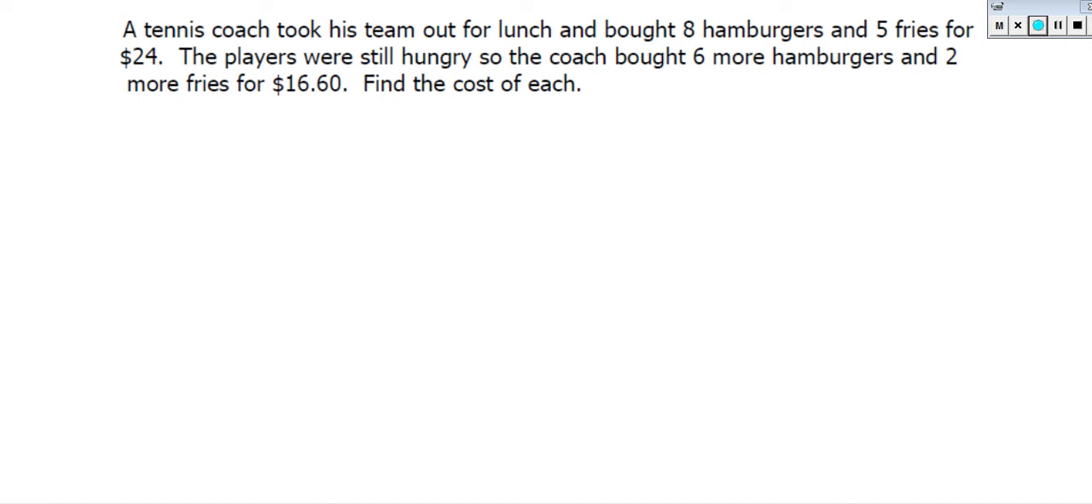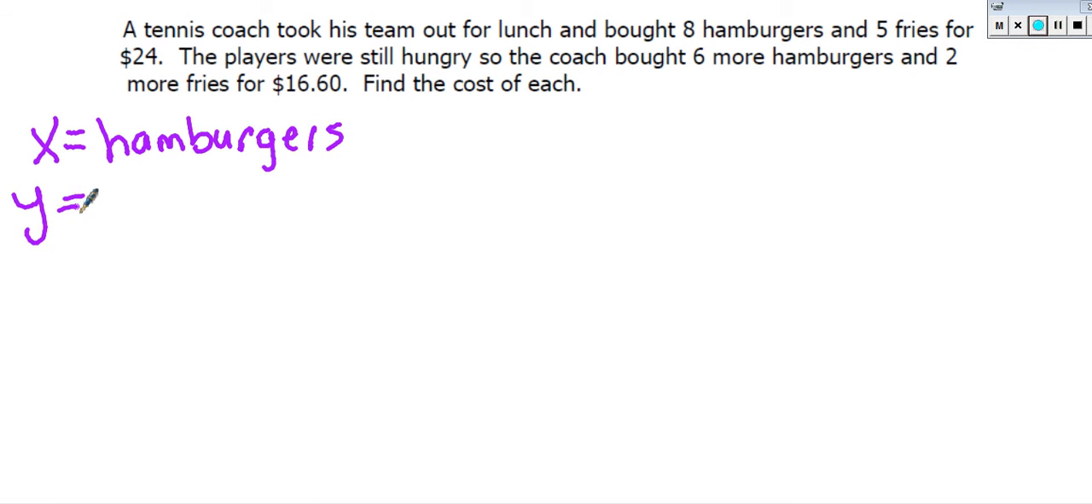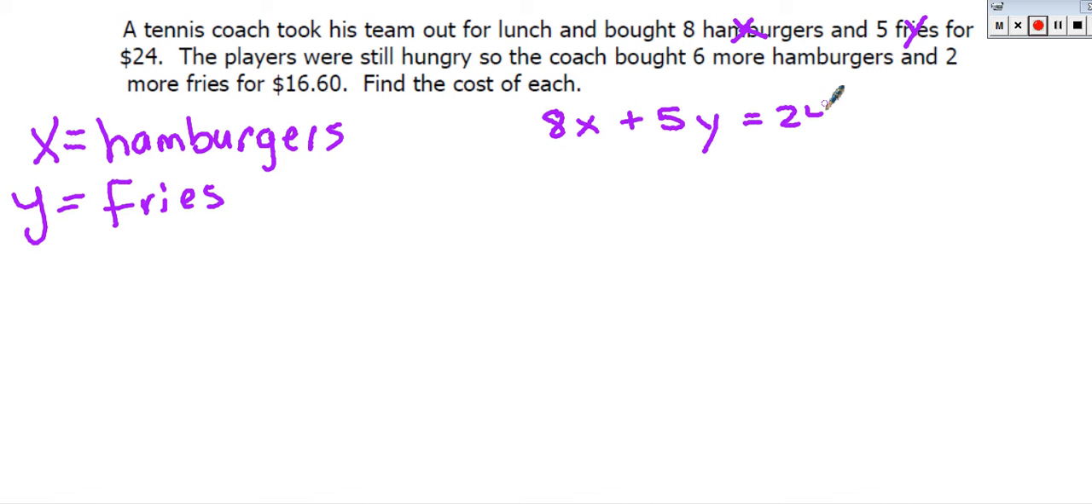The first thing we need to do is define our variables. So let's just say that we'll call X the hamburgers, and we are going to call Y the fries. Now let's read our problem again. A tennis coach took his team out for lunch and bought 8 X's and 5 Y's for $24. So there it is, 8 X's and 5 Y's for a total of $24.